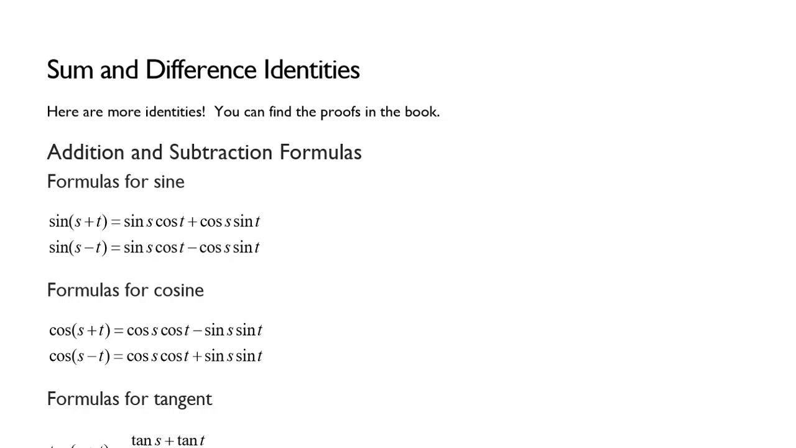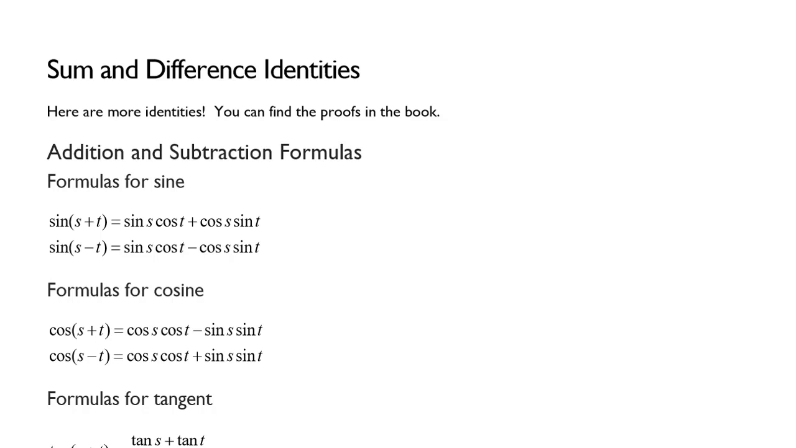If you have two angles, S and T, and you add them together, and you want to take the sine of the sum of those angles, you can use an identity stating that sine of angle S plus angle T is equal to sine S cosine T plus cosine S sine T. And if you use sine of S minus T, you'll get sine of S cosine T minus cosine S sine T. There you go. There's your first set of identities.